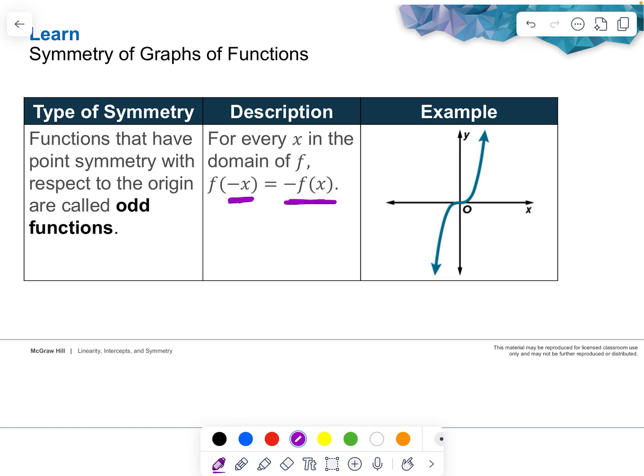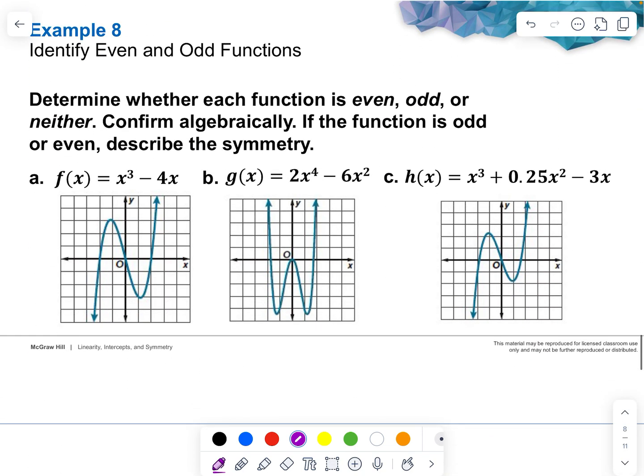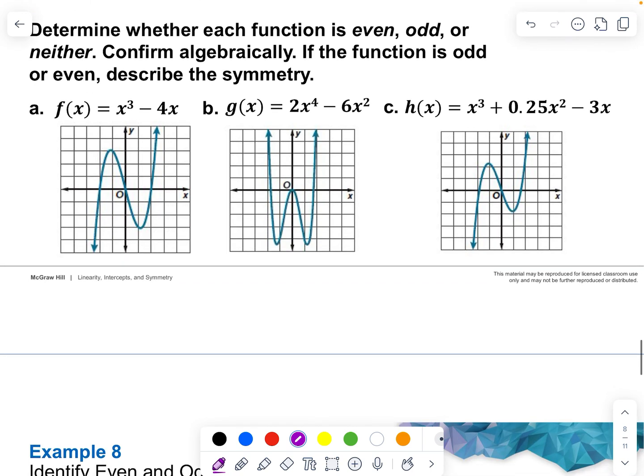Now, if I had a graphing calculator and I was allowed to graph them, I would graph them. That would be the easiest thing to do. So let's look at these and see if we can, from the graphs, tell, and then we will check the algebra. Determine whether each function is even, odd, or neither, and then confirm algebraically. So let's look.